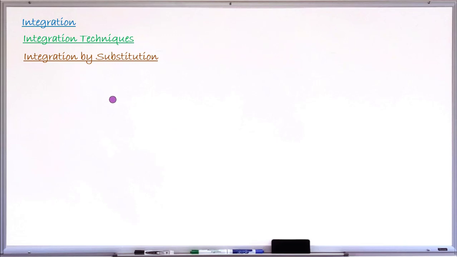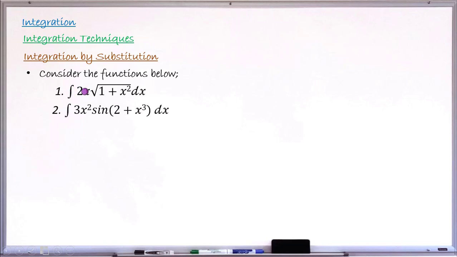To begin the lesson, my dear student, let's just consider some functions. Suppose you wanted to find the integral of 2x multiplied by the root of 1 plus x squared dx. This is a very special case. Another special case, number 2: you wanted to find the integral of 3x squared multiplied by sine of (2 plus x cubed), all with respect to x. In these special cases, the general formula for finding the integral may not work.